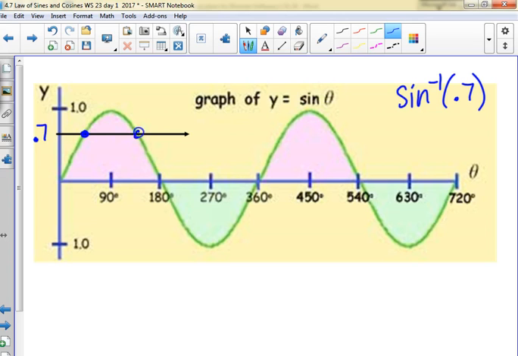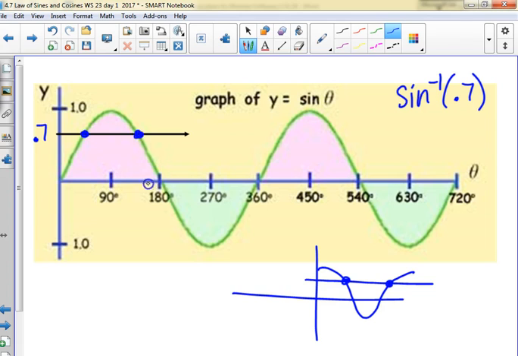How many solutions are there? 2. The same thing happens when you do cosine, right? If I draw a line at 0.7, there's 2 solutions. The difference is when you do inverse sine, these 2 solutions are both less than 180. So it's possible they both fit in the triangle. Okay? Doesn't happen very often, but it's possible.